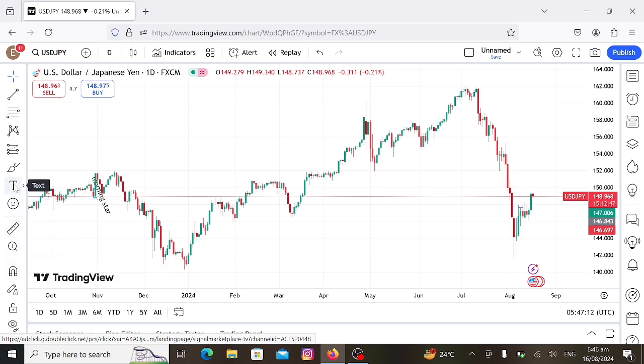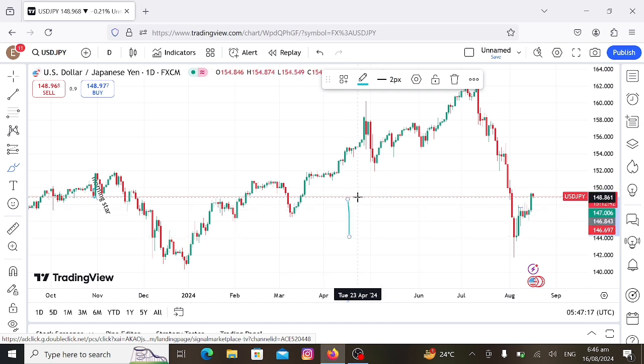Let me try to draw something. It closes like this, like this, like this, and the other one will come like this, to be higher. This is just for an example. Like this, it closes higher, closes higher.